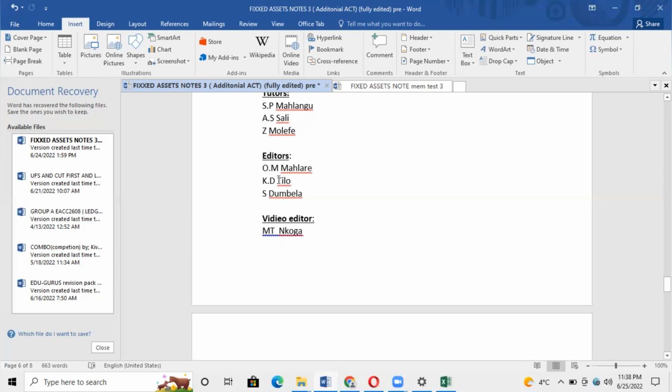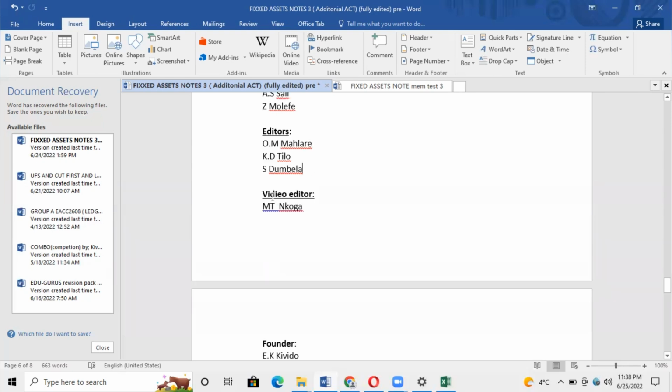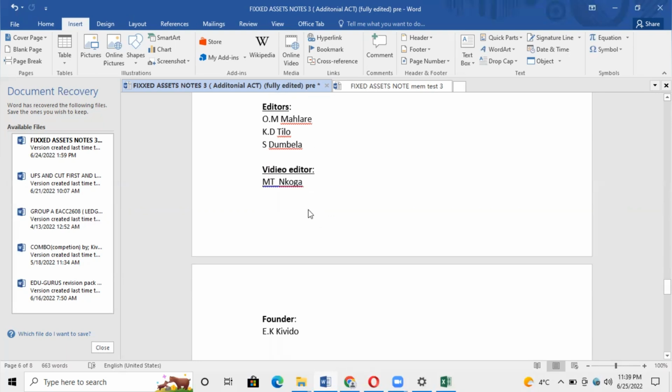Then we have Katie Tilo, also one of our editors. She is from UJ, doing LLB, a second year student. Then we have S. Dumbela, also from CUT. He's doing our editing, guys. He's also a second year tertiary student. Then you have our video editor, MT Ngoha. She's also from UFS, doing BCom Accounting, a second year tertiary student. She's the one editing these lively videos of ours.